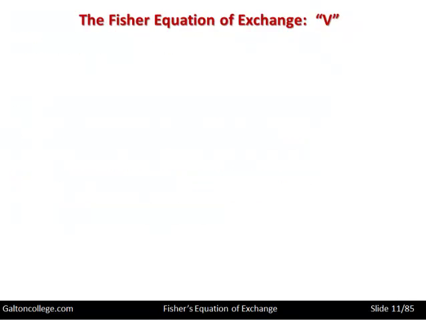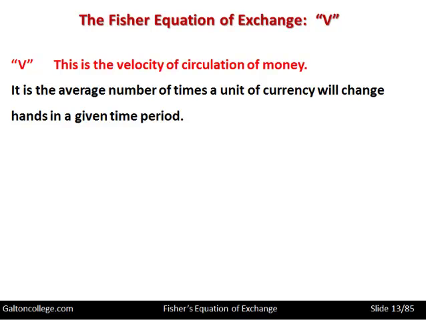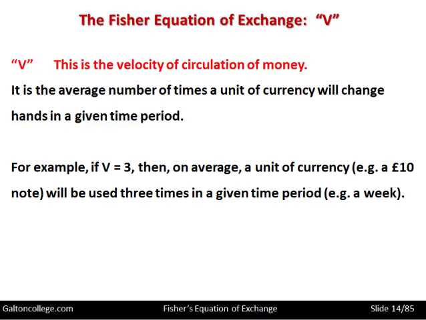Now let's have a few words about V. V is the velocity of circulation of money, as I said. It's the average number of times a unit of currency will change hands in a given time period. For example, if V equals 3, then on average a unit of currency, for example a £10 note, will be used 3 times in a given time period, say for example in a week. So if V was equal to 3, then in our case here the £10 note would be used 3 times.